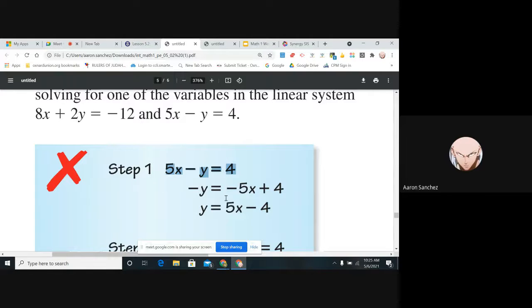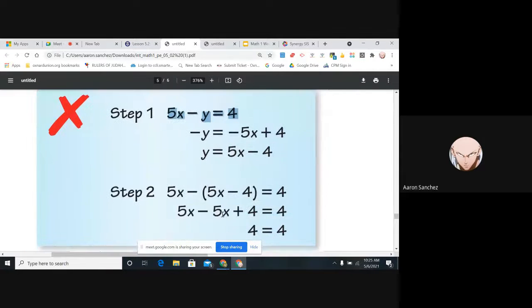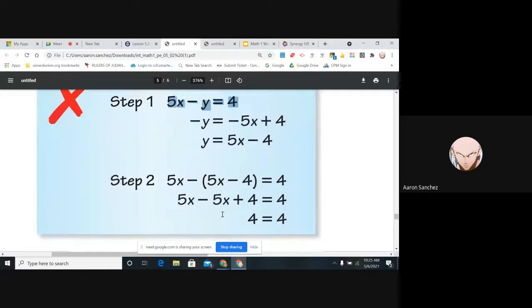They subtracted 5x, and then they divided by negative, so if this is negative, then this becomes a positive. They switched the signs and divided everything by negative. That looks good. And then try to find the mistake.